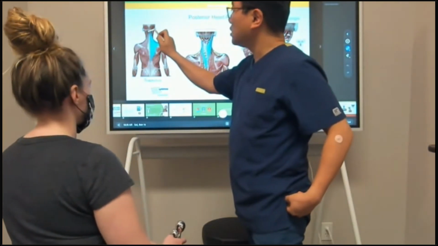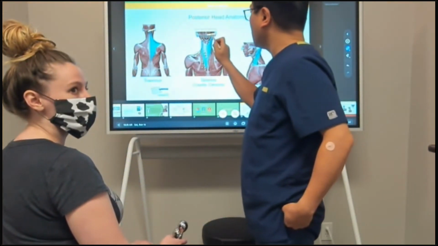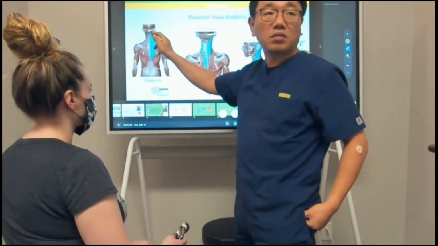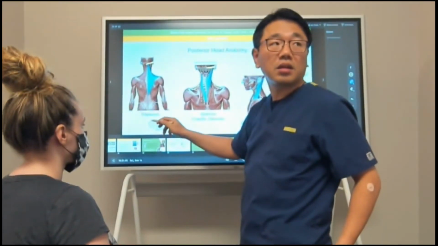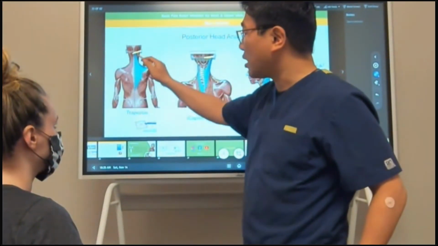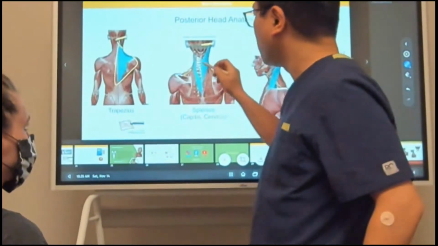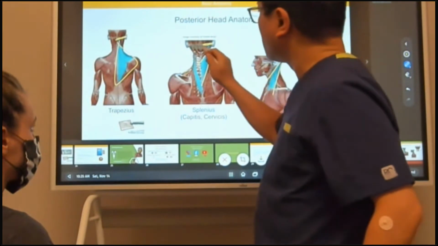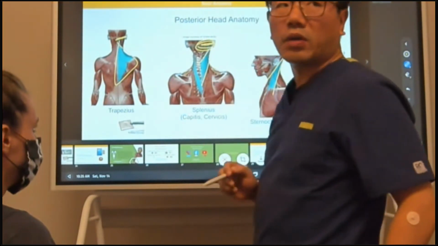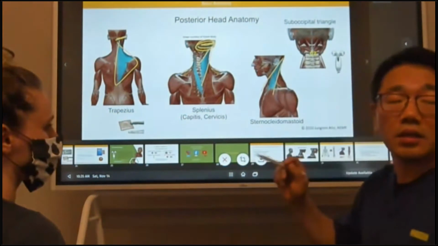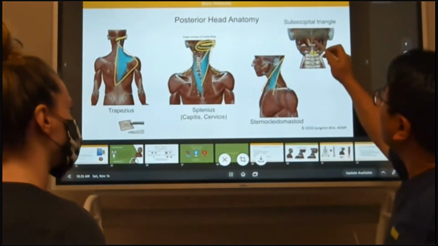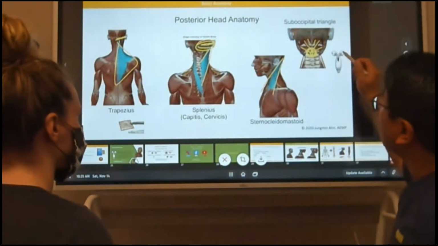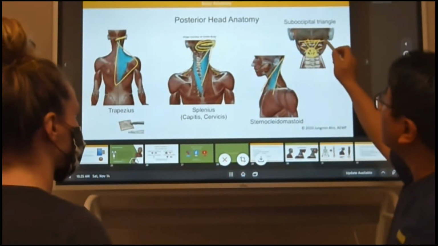All attaching in this area. So it's important to relieve muscle tension right here, to relieve the neck and upper back pain, because this is all connected to here. So relieving this one is very important. And here is the small muscle attaching to your C2, and that's why this area is very important.